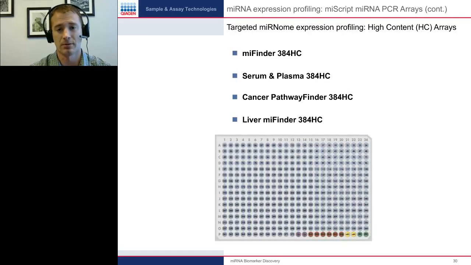Let's take a look at our targeted micronome profiling. Our targeted micronome profiling blends bioinformatics with our leading content. The miRNA Finder array collects the 372 best expressed and best characterized microRNAs into one array. The serum and plasma array blends in-house profiling experiments we've done with our bank of content assays, where we include the 372 best expressed microRNAs in serum and plasma. The Cancer Pathway Finder collects the 372 microRNAs most broadly associated with cancer into one array, and the Liver miRNA Finder is another one where we've blended in-house wet bench experiments with our content, and these profile the 372 best expressed microRNAs in liver tissue.